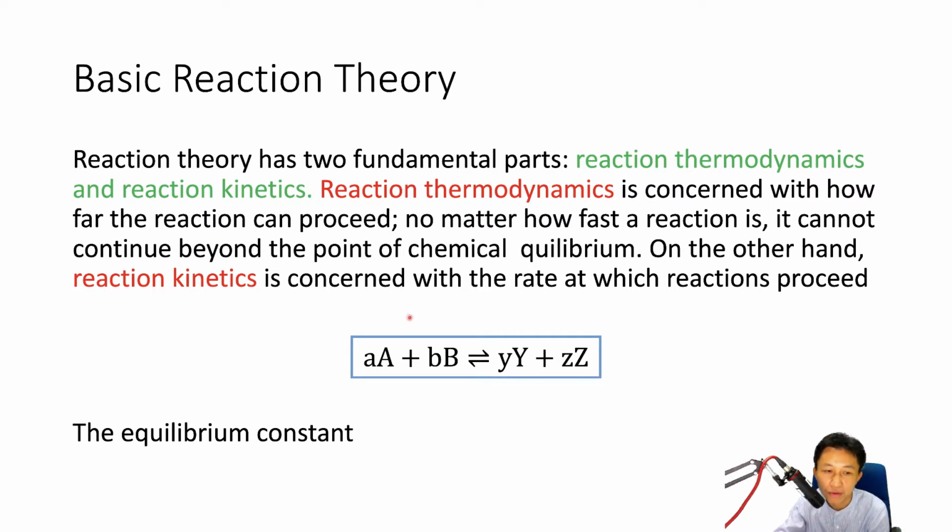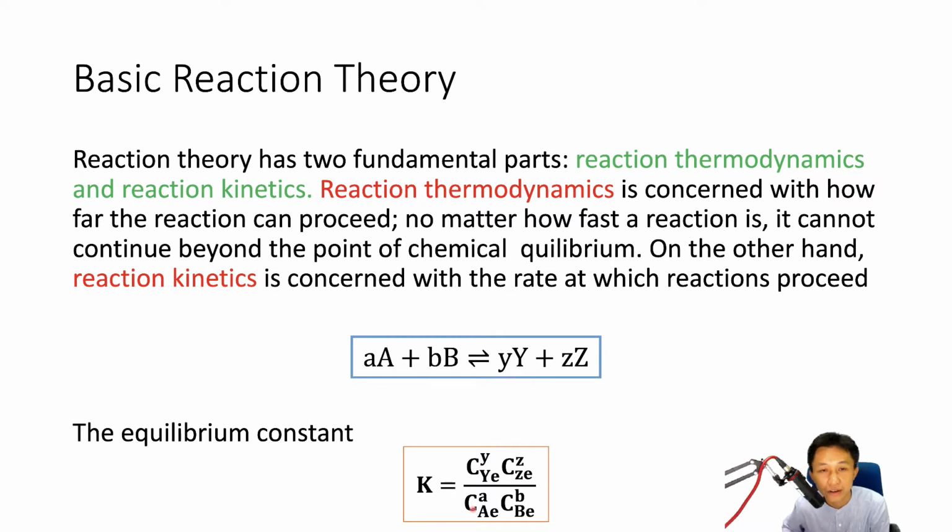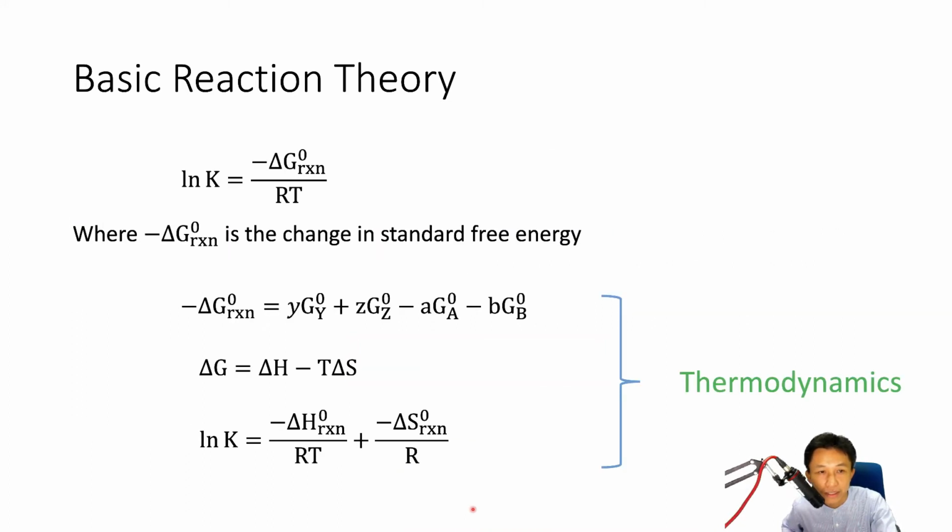This is how the reaction equation looks like. A plus B transforms into the products, like Z and Y, for example. This is the equilibrium like this: the concentration of the product divided by the concentration of the reactant, for example. This is what the kinetic constant looks like. And this is for thermodynamics.